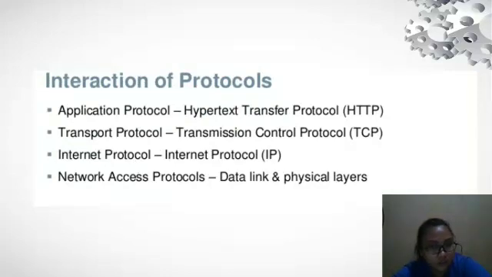Interaction of protocols. The application protocol is Hypertext Transfer Protocol or HTTP. The transport protocol is Transmission Control Protocol or TCP. The internet protocol is Internet Protocol or IP. Network access protocols are the data link and physical layers.